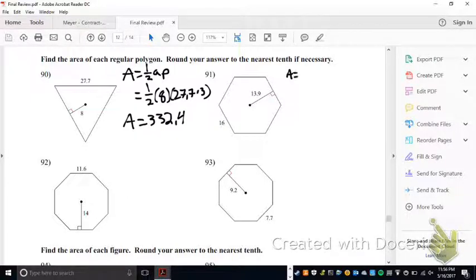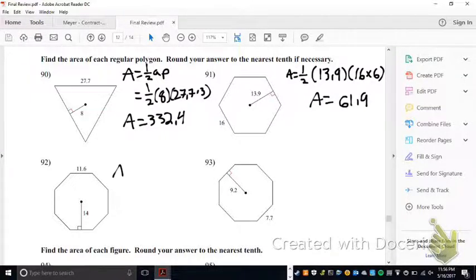91. Apothem. Area still equals 1/2 the apothem times the perimeter. You're given the apothem. That's how nice they are. 13.9 times the perimeter. We're going to go 16. And it is a hexagon, so there's 6 sides. So we go 16 times 6. Plug that in the good old calculator. You get 61.9.